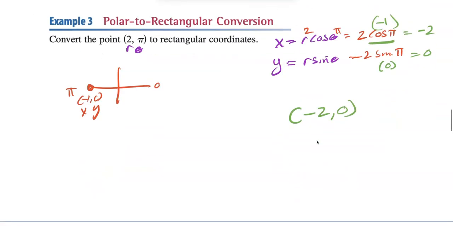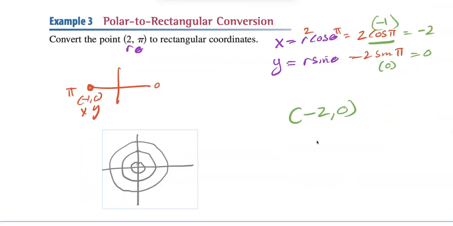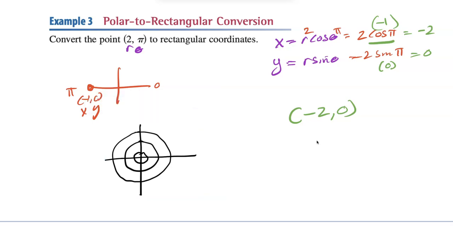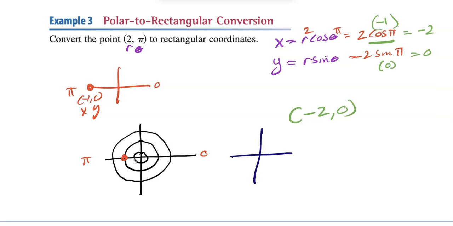And let's check. Here's my polar system. If we graph pi and 2, well, pi would be over here, right? Here's 0, here's pi. Then we go 2 out. So right there is pi and 2. If we do a graph on the rectangular system, here's x, here's y. We go left 2, the exact same spot. So it works.